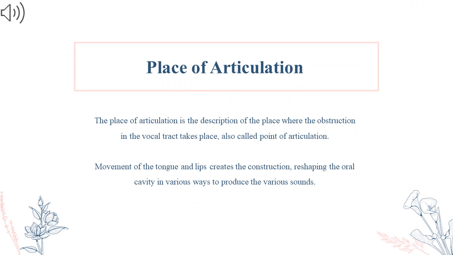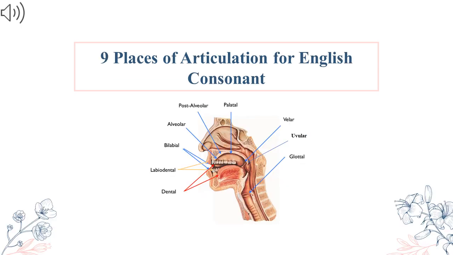Place of articulation. The place of articulation is the description of the place where the obstruction in the vocal tract takes place, also called point of articulation. Movement of the tongue and lips creates the constriction, reshaping the oral cavity in various ways to produce the various sounds. There are 9 places of articulation for English consonants.